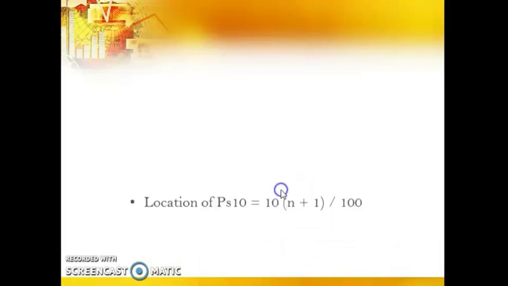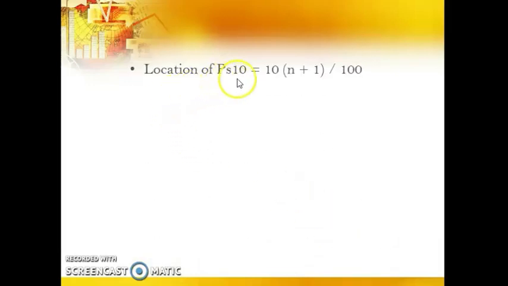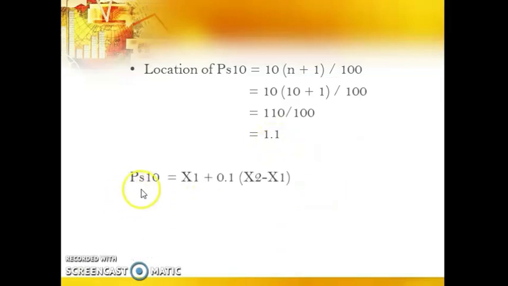Okay, first, we will seek the location of PS10. So, with input of the information, the percentile is 10, and the amount of data is 10. So we get the location of percentile 10 is 1.1. So we get percentile of 10 equals x1 plus 0.1 times (x2 minus x1).